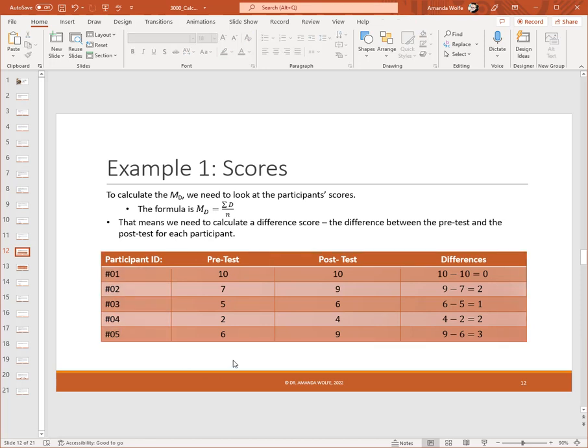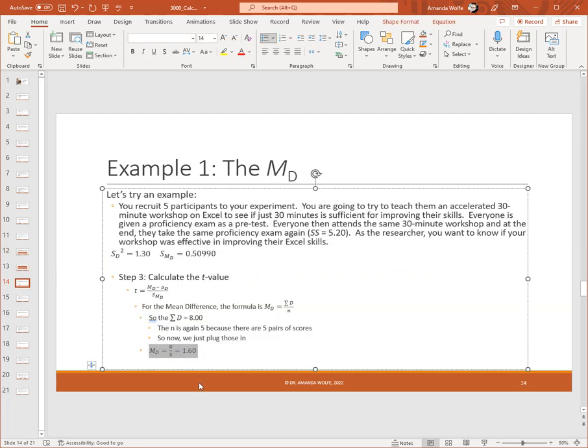Pause and come up with your answer. Is this the number you got? If you add those things together, you should have gotten 8. 8 divided by 5, because there are 5 people, 5 pairs of scores, means that our mean difference is 1.60. Now we're ready to go back to that formula.